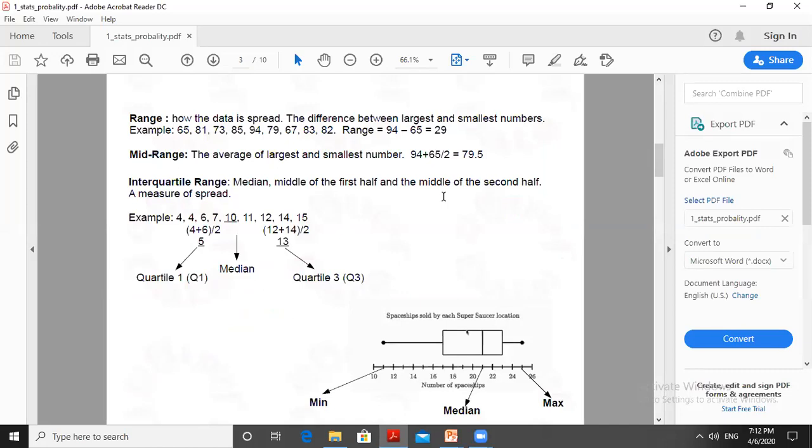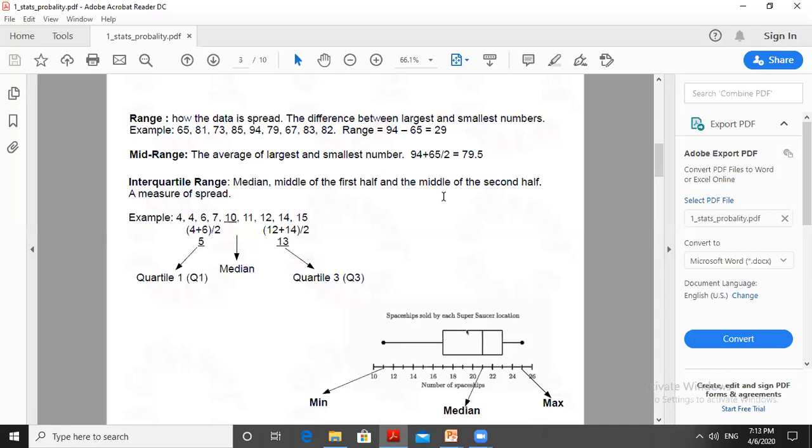Let us take 65, 81, 73, 85, 94, 79, 67, 83, 82. These are the data points. The range is max minus min. The maximum value is 94 and 65 is the minimum, so we get 29. The spread of the values is between 65 and 94, and the range is 29. The mid-range is the larger value plus the smaller value divided by 2, that is 79.5, the middle of 65 to 94.